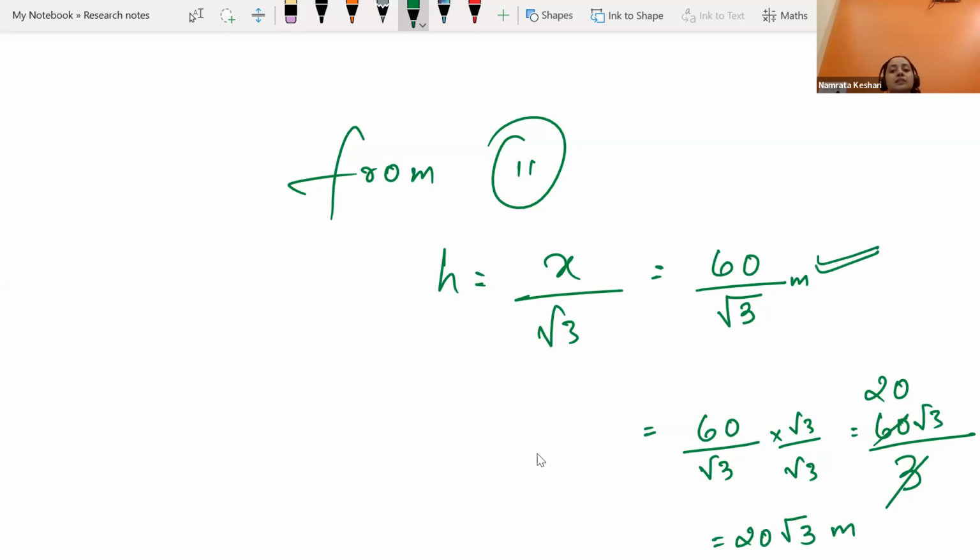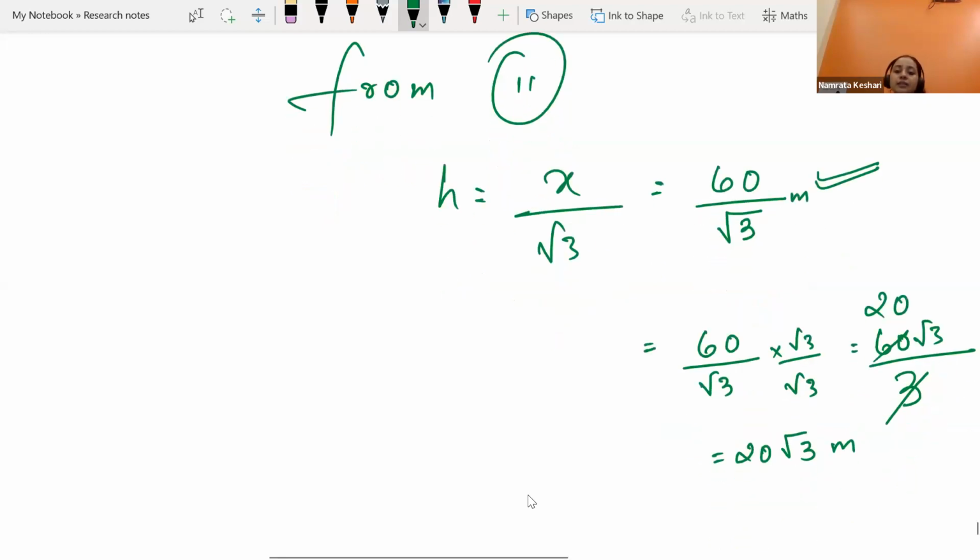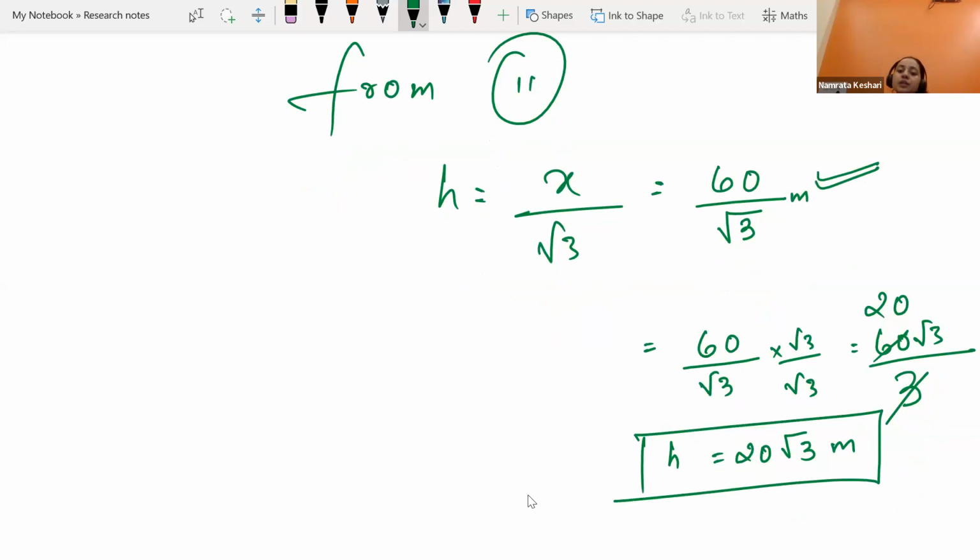Yes, ma'am. That is the answer, but we will rationalize it because we are not going to leave a square root term in the denominator. After rationalizing, I got my height as 20 root 3. So the height is 20 root 3. Is it clear to all of you? Yes, ma'am.